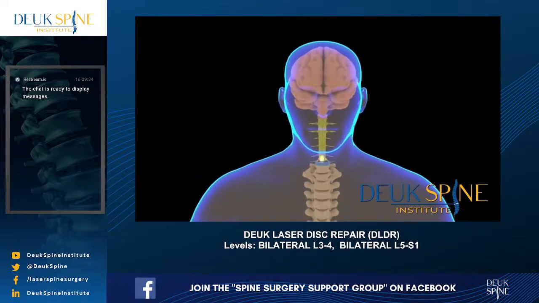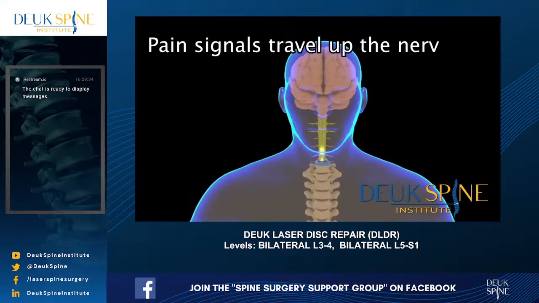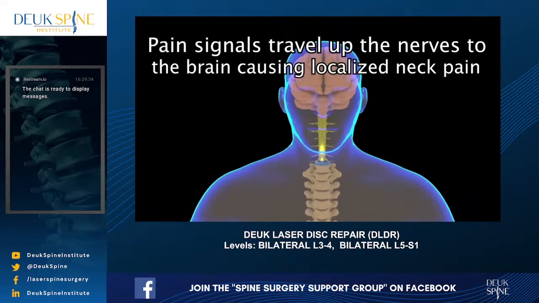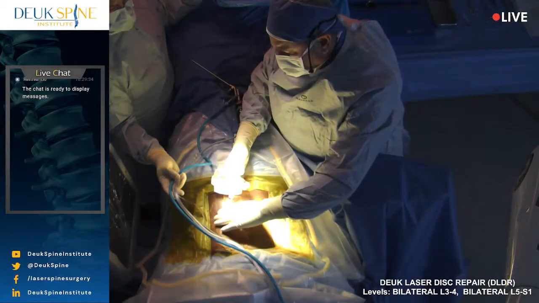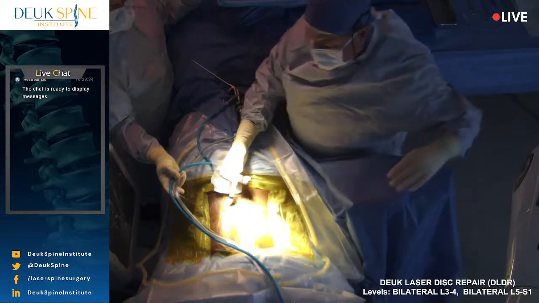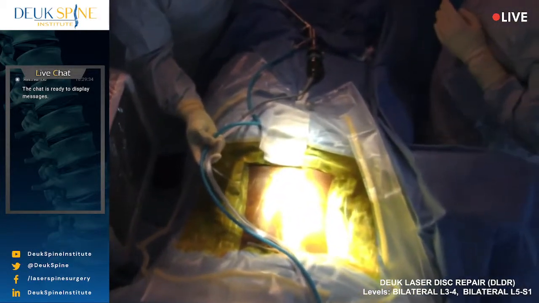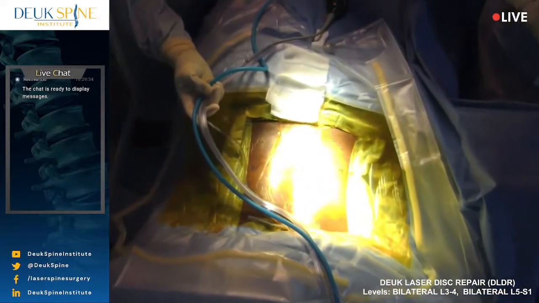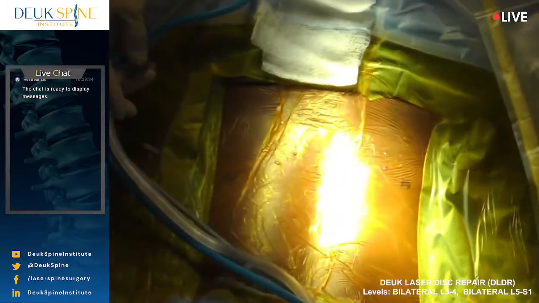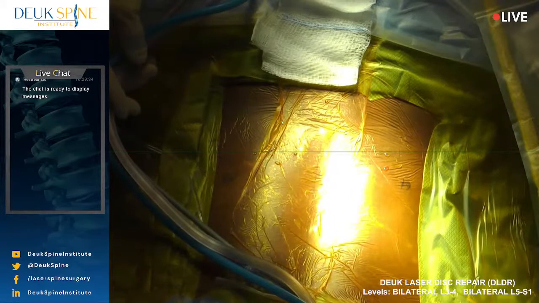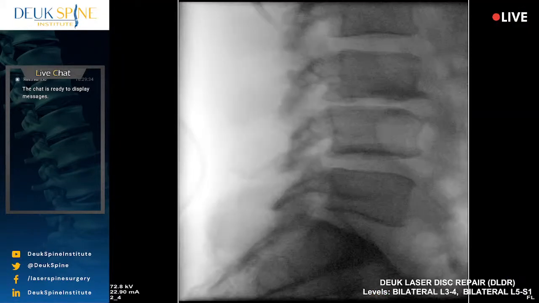Dr. Deukmedjian here on November 4th. We're performing the Deuk laser disc repair surgery on a patient who has traveled from Georgia. Now, this gentleman has really bad narrowing of the spine, and you can see it quite well at L3-4, L4-5. That's due to herniated discs, so we're going to go in there and repair those discs.